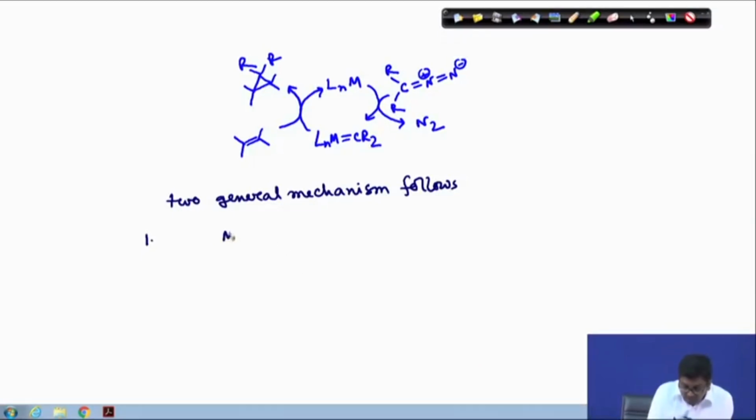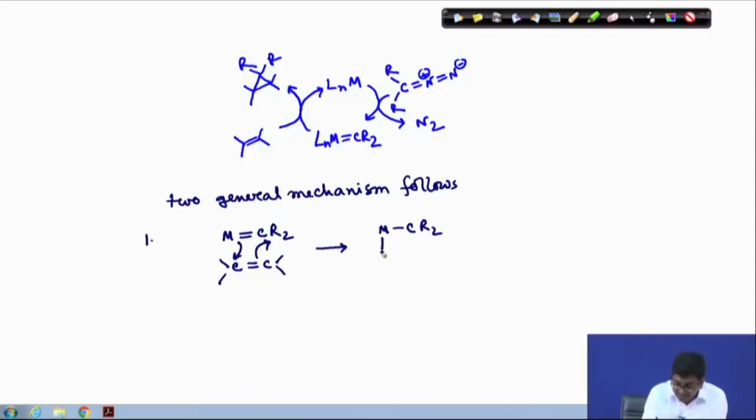So, if we have this type of complex, now we have olefin. Now it can form this 4-membered intermediate.